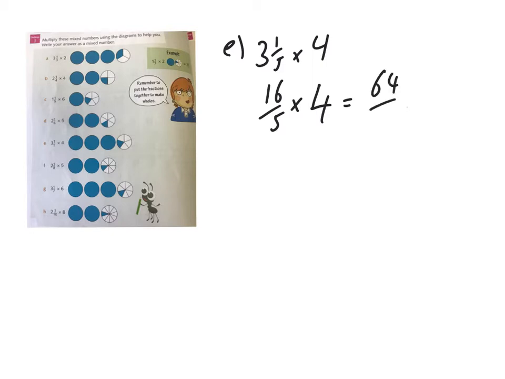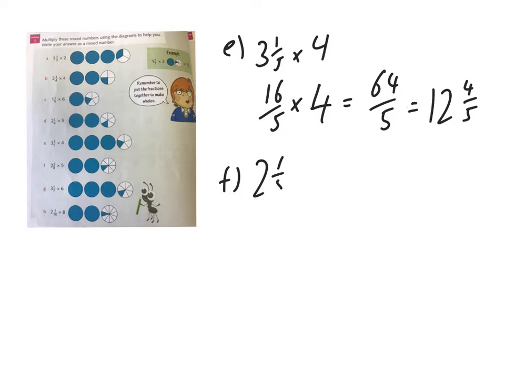On to question E, 3 1/5 times 4. So again starting off with changing to an improper fraction, so 3 5s are 15 plus 1 is 16, so I'm talking about 16 fifths. 16 times 4 is 64, so 64 fifths. 64 divided by 5, and again you'll have done some working out for that one, or maybe you know that 12 fives is 60, so it's 12 wholes with 4 left over, 12 4/5.